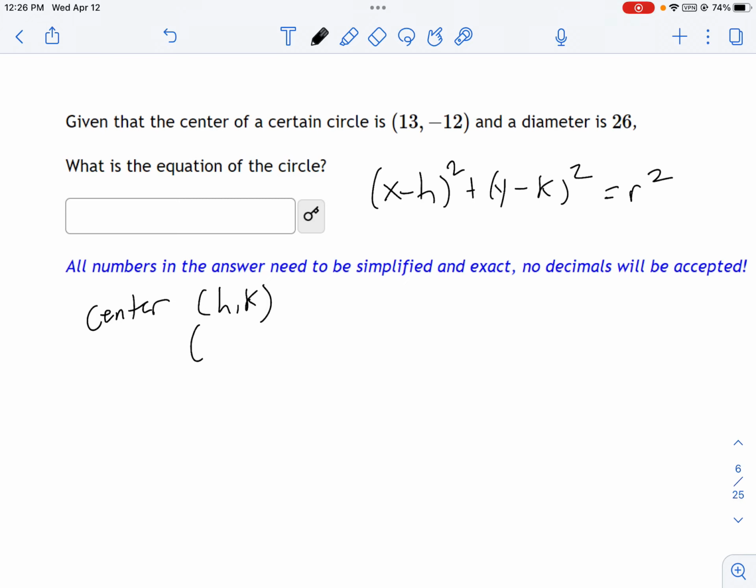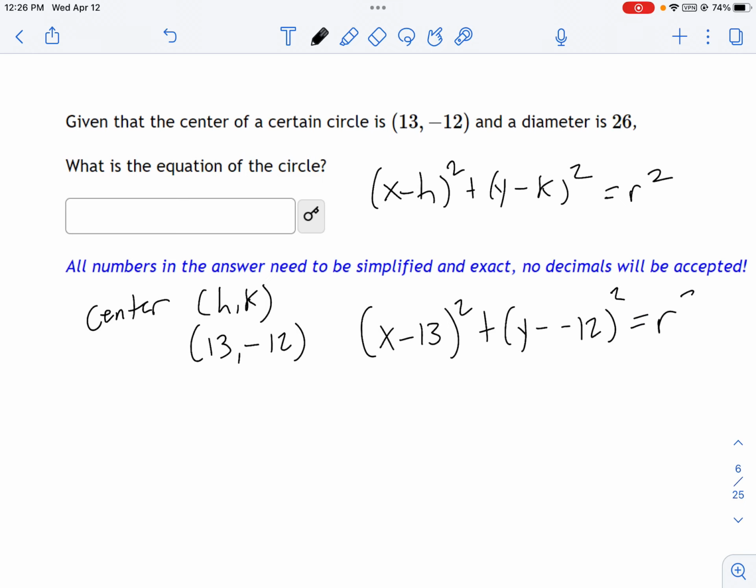Because the center, we're told, is (13, -12). That means your h is 13, your k is -12. So right then and there, we have x minus your h, 13, plus y minus the k, negative 12, equals your radius squared. And then simplify this up, guys.